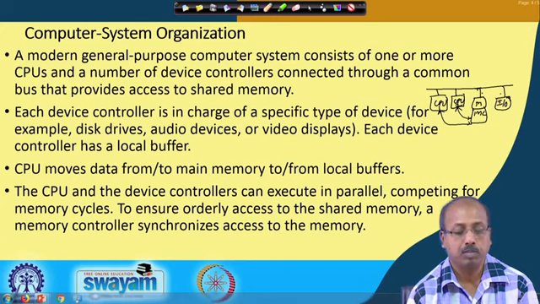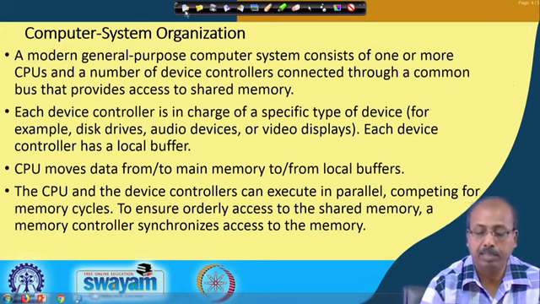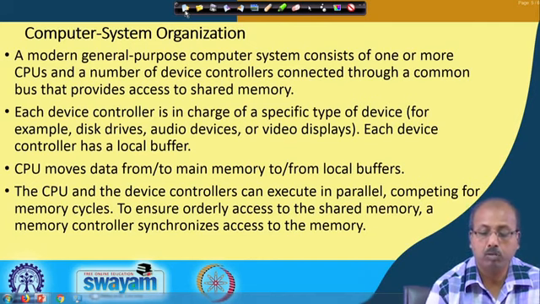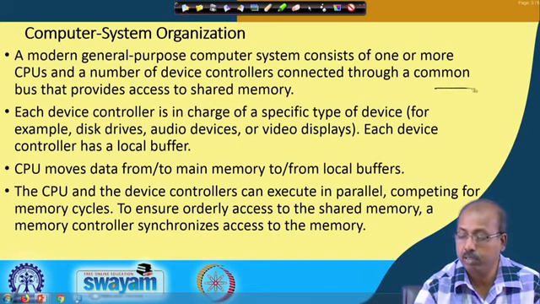So, the overall diagram that we can have is maybe like this. We have one or more CPUs and a number of device controllers connected through a common bus. The situation is like this: we have a bus from which I can have a number of CPUs, say C1 and C2 are two CPUs, and then we have a number of device controllers.